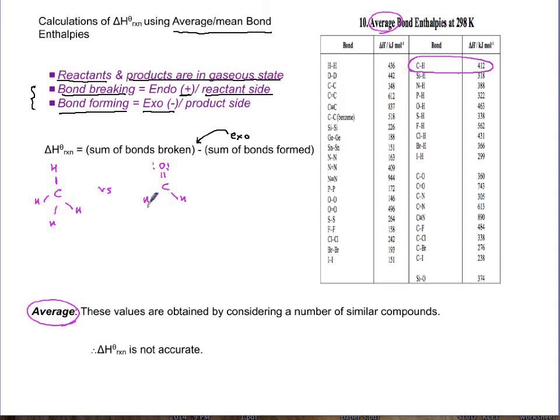And when I break this bond compared to this bond, in reality, there is a difference. But we are going to average them once we measure them exactly and give you an average value. So the average is not reality, and that's why when you calculate delta H of reaction using average bond enthalpies, you are always inaccurate. You are way off from reality or theoretical values.